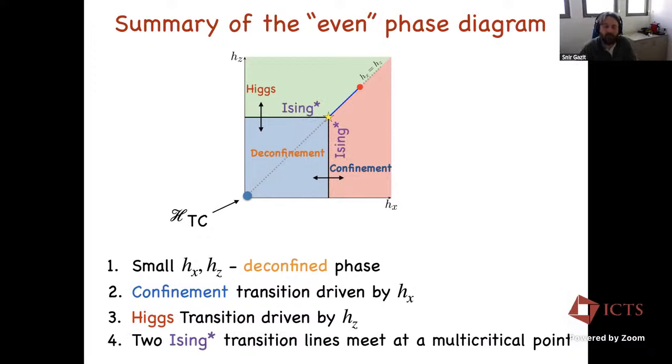And we have two Ising star transitions that meet at one multi-critical point. The main focus of my talk here is trying to understand precisely what happens in proximity to this critical point. In order to do that, I need to define a few observables, because as I said, we cannot detect any form of symmetry breaking here due to the gauge invariance.